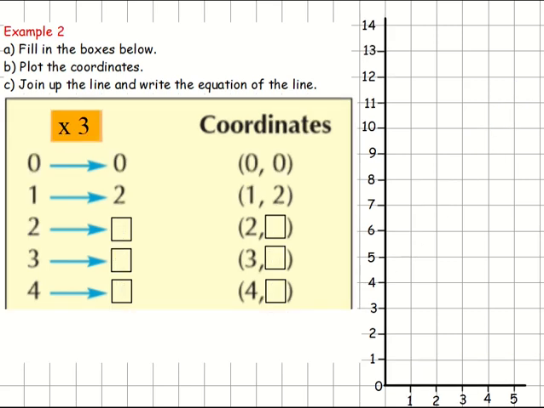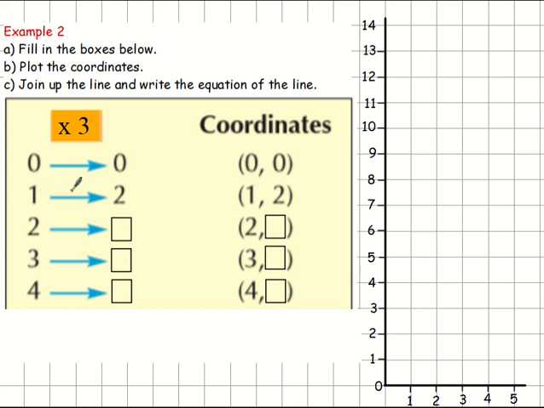Example number 2. Fill in the boxes below. Plot the coordinates, join the line up, and write the equation of the line. So this time we are multiplying by 3. I know that looks a little bit like a letter x, but bear with me, that is meant to be a multiplication sign. So we are multiplying by 3. So 0 times 3 is just 0, because any number times by 0 is 0. And that gives my coordinate 0, 0.